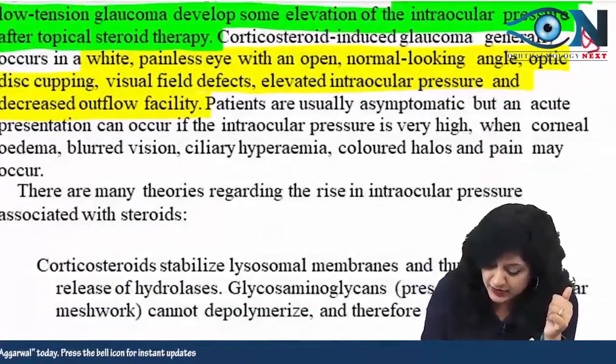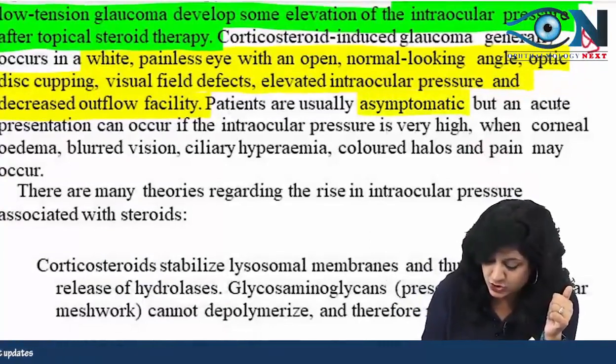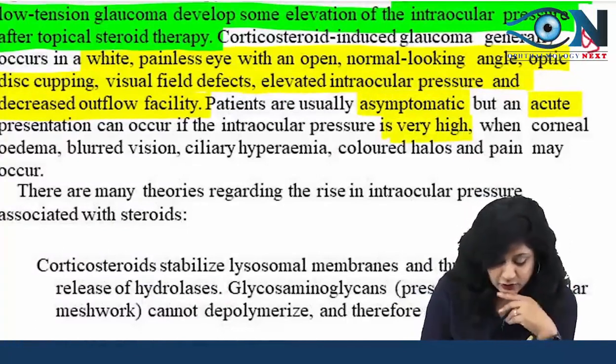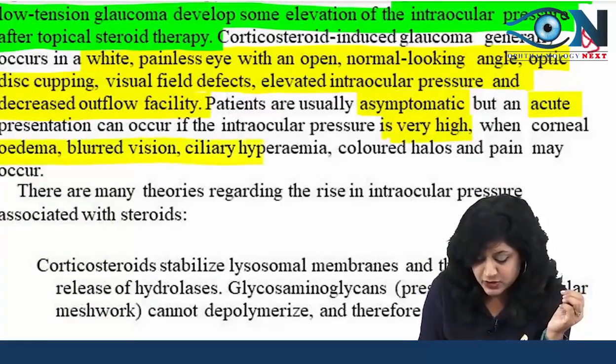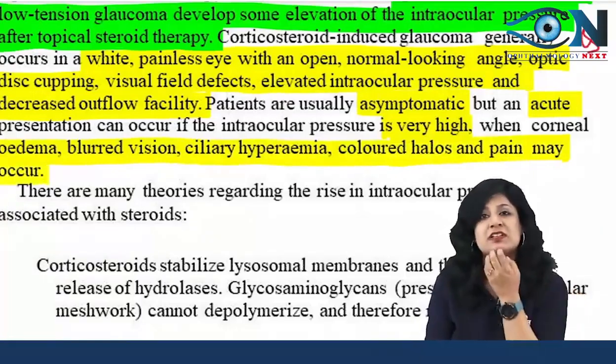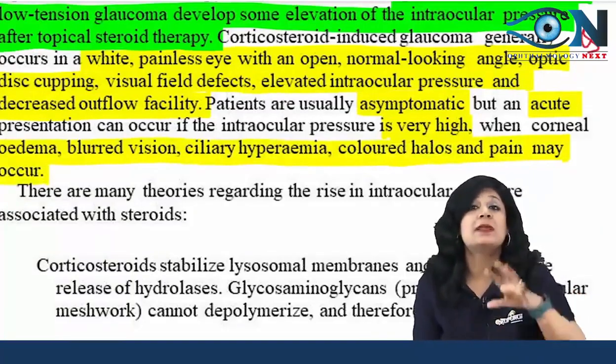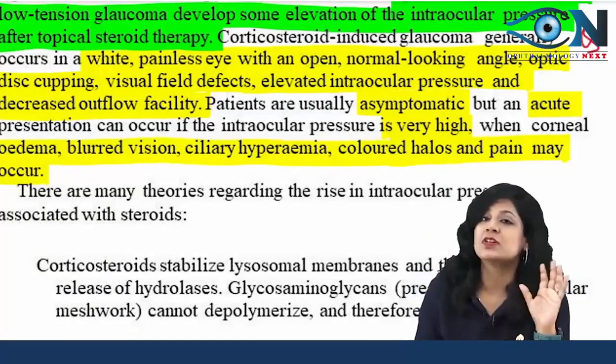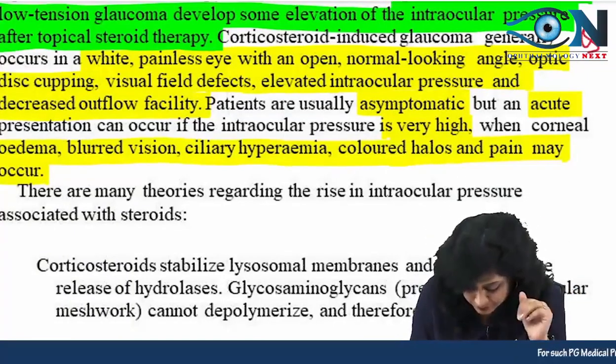Patients are usually asymptomatic, but acute presentation can occur if the IOP is very high, when you will have corneal edema, blurring of vision, ciliary hyperemia, colored halos and pain. So this is just like the angle closure glaucoma presentation when there is an acute high rise in IOP; otherwise it is just a secondary open angle glaucoma.